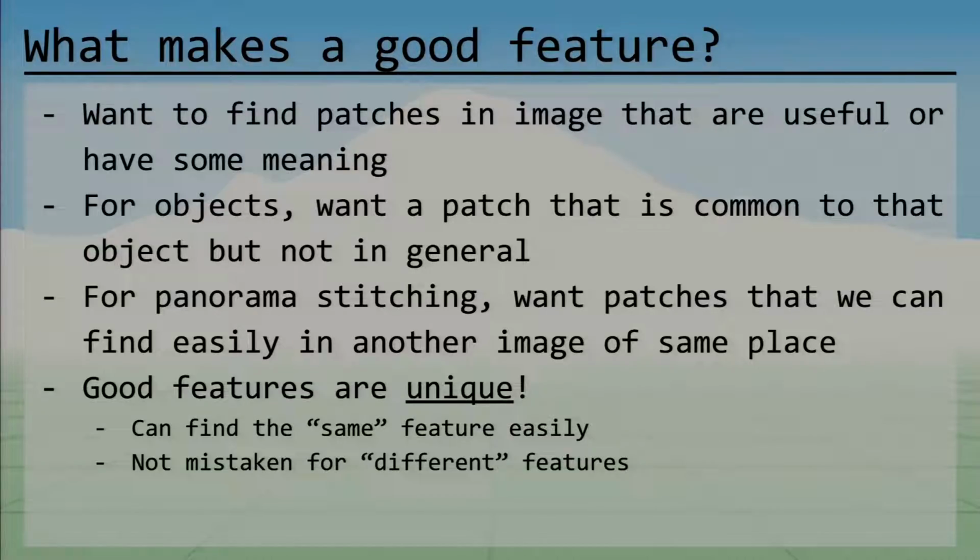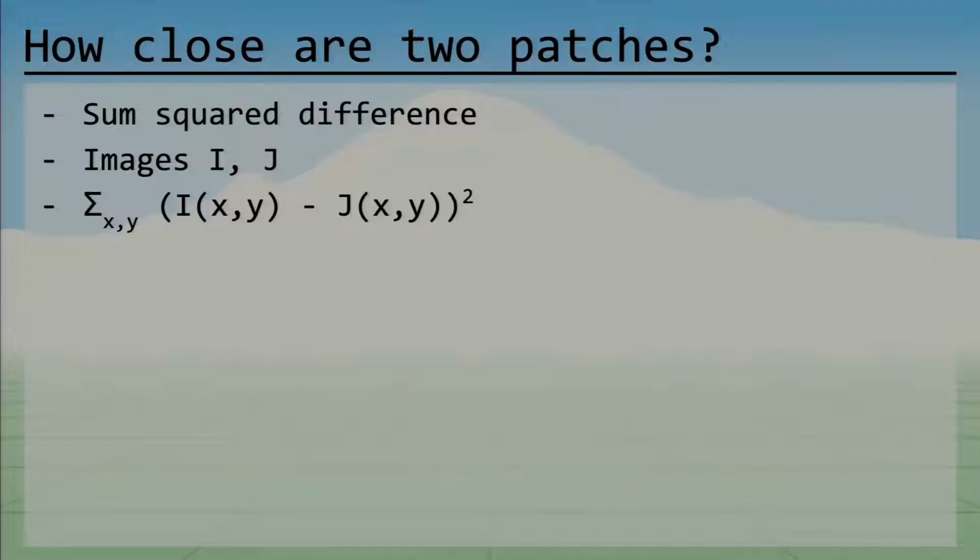So good features are going to be unique. If we're talking about an image patch as being one of our features, we want to be able to find the same image patch really easily in another image when it is actually the same. And we don't want it to be mistaken for a different image patch if it's not the same thing that we're looking for. So we're going to formalize this notion a little bit in terms of figuring out how close two different patches of an image are to each other.